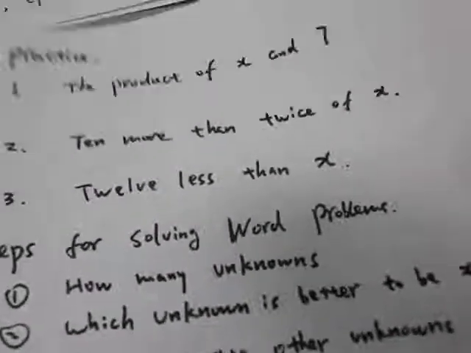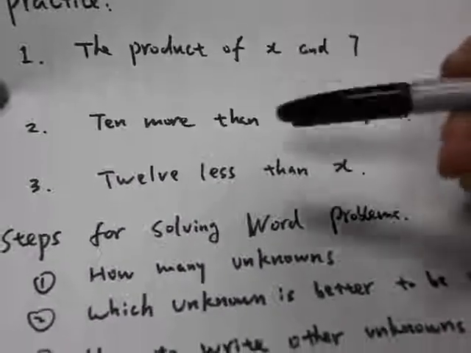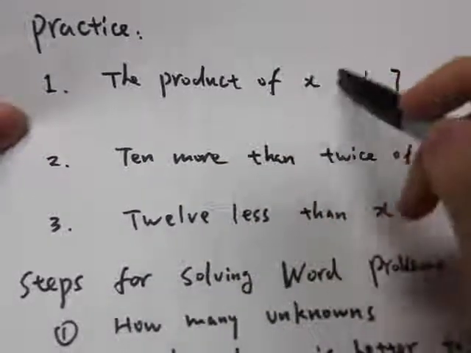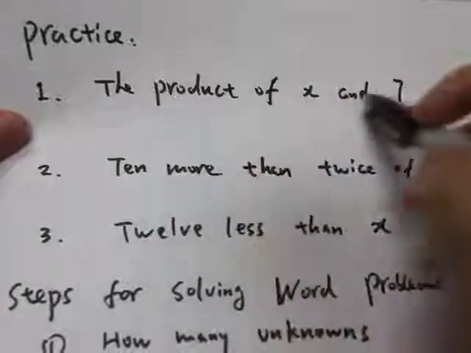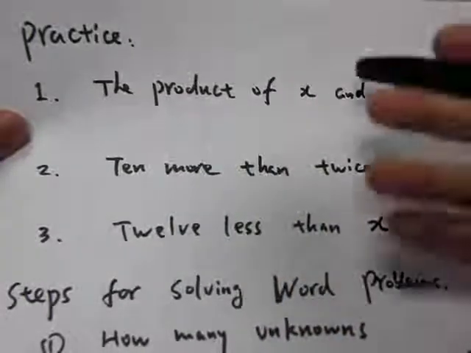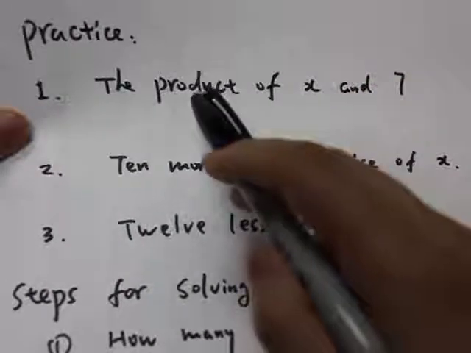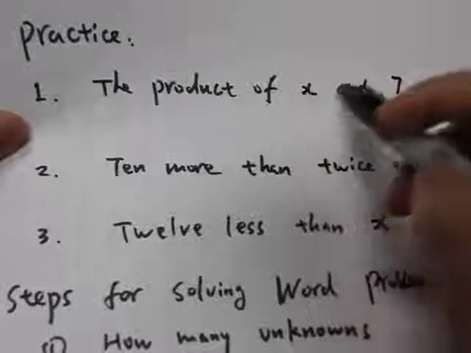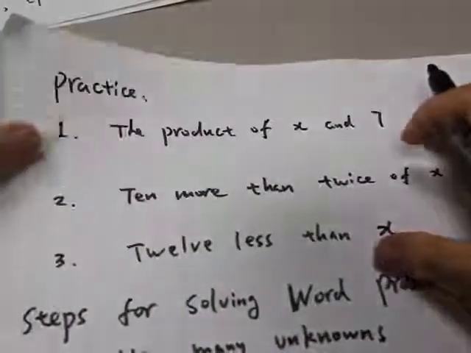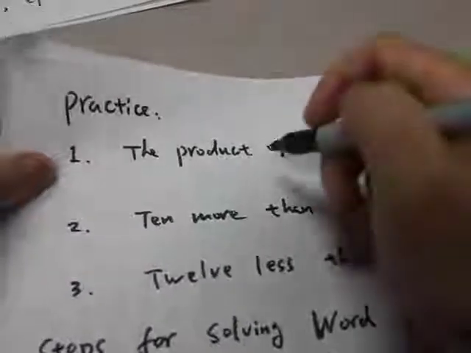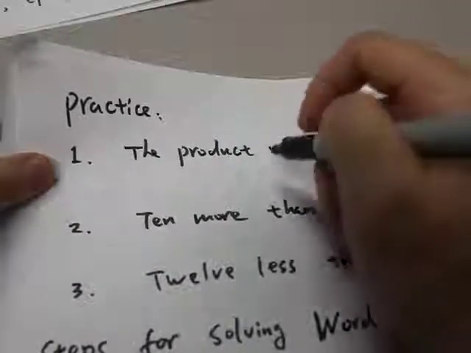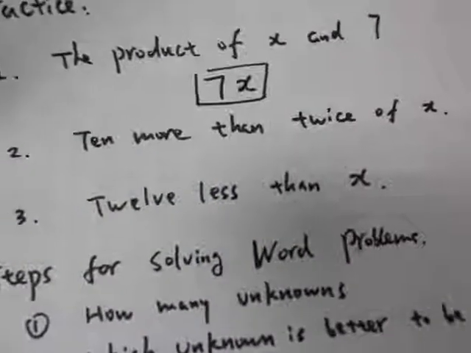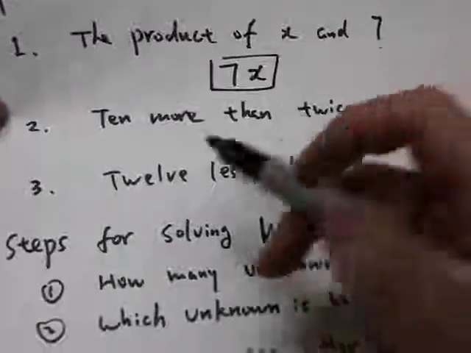Now after we see those indicating words, let's look at this practice. We're given this sentence, the product of x and 7, and we want to convert this sentence into an algebraic expression. Because the product is a multiplication, right? So the product of x and 7, when we write this into math, this is gonna be x times 7 or 7 times x. So the answer is 7x. Okay, now let's look at another example.